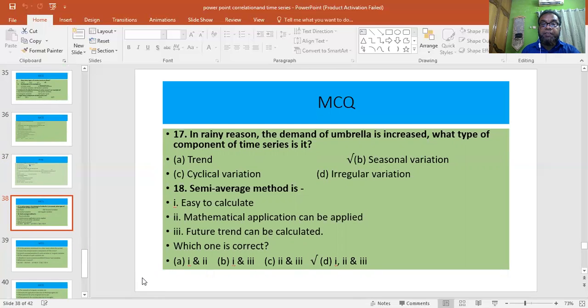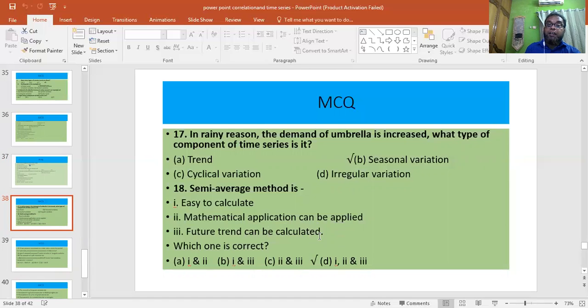Now number 17. In any season, demand of umbrella is increased. What type of component of time series is it? Seasonal variation. Number 18, semi-average method is easy to calculate. Yes. Mathematical application can be applied. Yes. Future trend can be calculated. Yes, it is also yes.